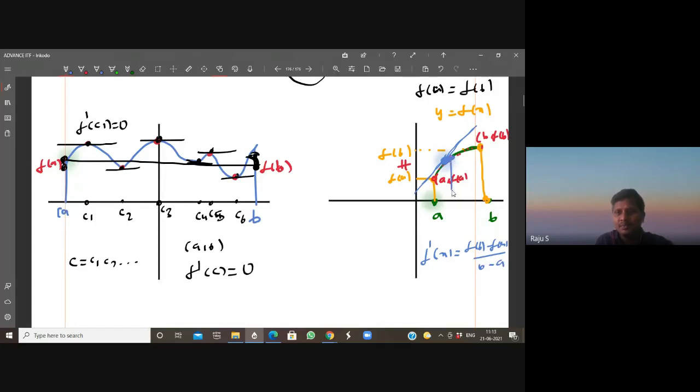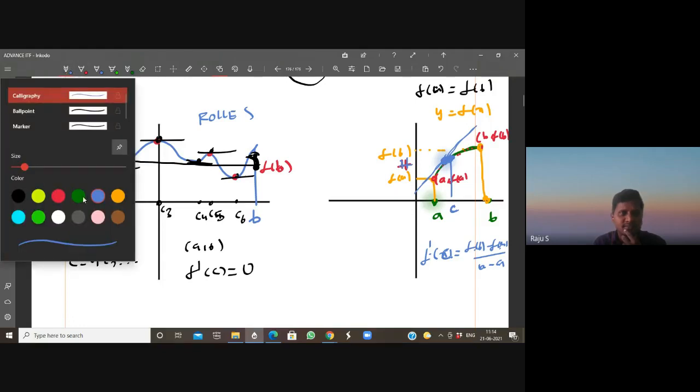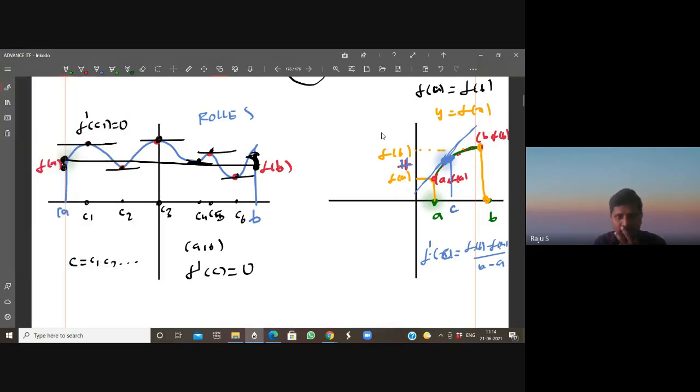If I take this point as C, there exists a point C between a and b, then f dash at x equal to C, if I substitute C here, f dash of C is equal to f of b minus f of a by b minus a, because f of a is not equal to f of b. Here also the values of C may be unique, or maybe more than 1 point, like C1, C2, C3. This is the graph which belongs to Rolle's. This is the graph which belongs to Lagrange's. Okay, students, Lagrange's.